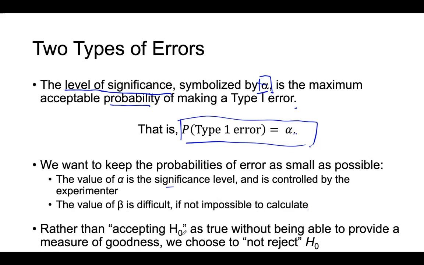So rather than accepting the null is true, so you don't really accept the person is innocent, you just say, without being able to provide a measure of goodness, we choose to not reject the null hypothesis. So there's just not enough evidence to say that they're guilty or whatnot.